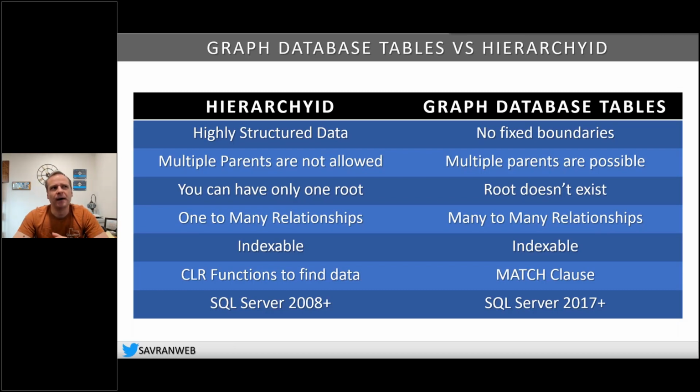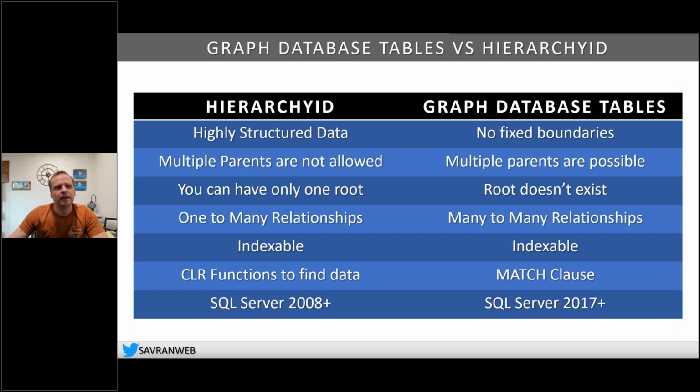As I said before, hierarchy ID has been out there, and I have been using it. Many people think that it's old and not useful, but I actually use it a lot in my job. The other big difference between them is that hierarchy ID, as I said, can have only one root, and a graph database table can have multiple, if you like. That's why the many-to-many relation is really nice to have in graph database tables.